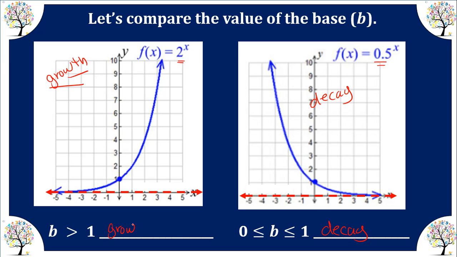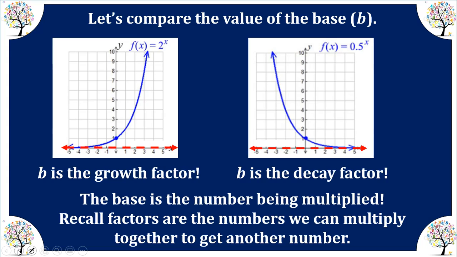So make sure you write this in your notes. The B value tells us if it is a growth or decay. Growth, meaning it is growing, it is increasing. Decay, meaning that it is decreasing. Decay is decreasing. And your B value, the value that has your X, tells you if it's a growth or decay. So pause the video and make sure you have this in your notes.